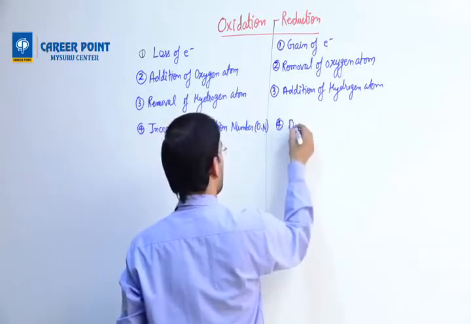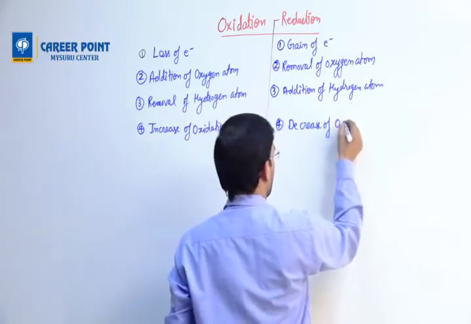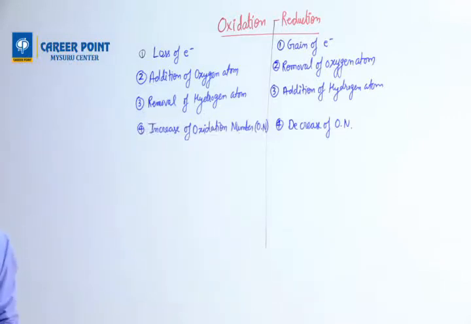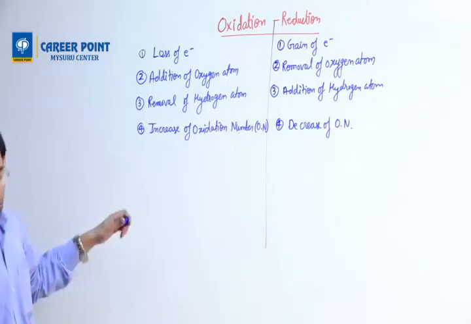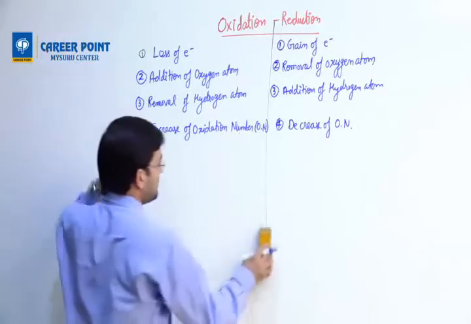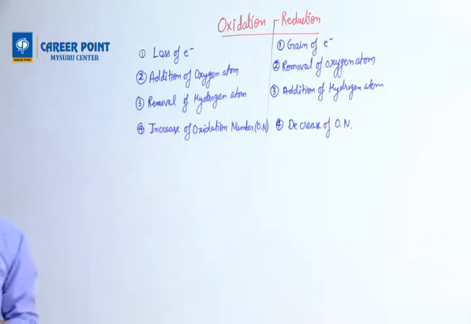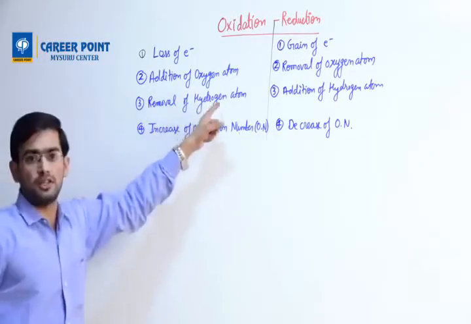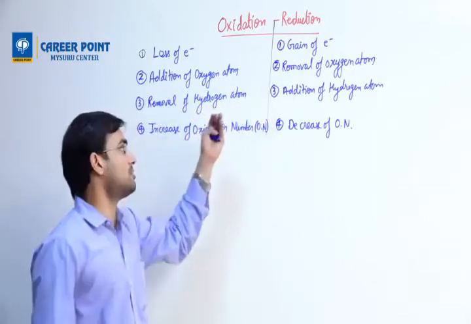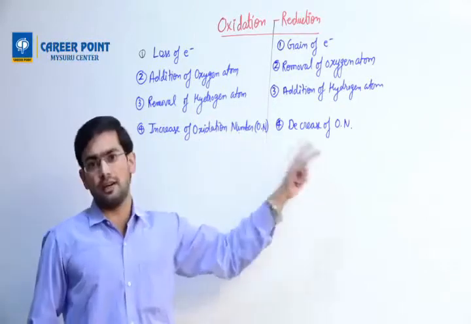Then reduction is decrease of oxidation number. Now the first three are easy: loss or gain of electron, addition or removal of oxygen atom, removal or addition of hydrogen atom. And the last one is increase of oxidation number and decrease of oxidation number.